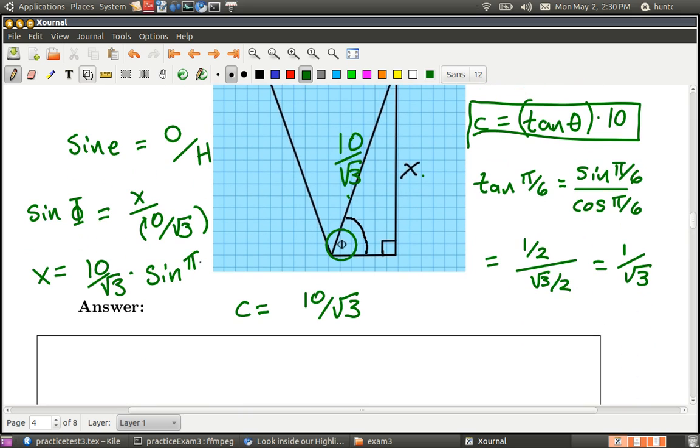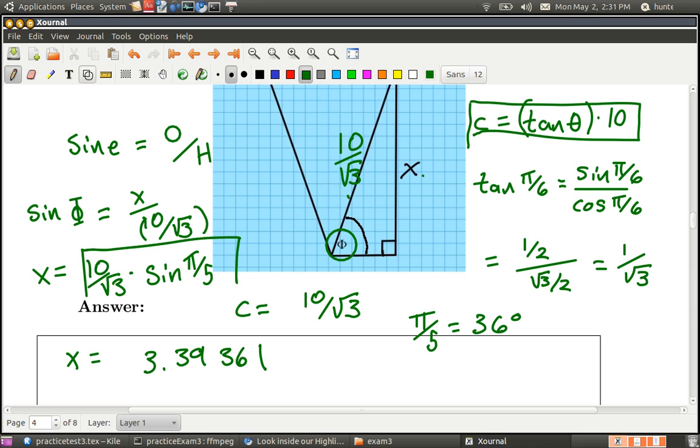That's something you have to put into a calculator. You should be able to convert it to degrees if you need to. This turns out to be 36 degrees. And x turns out to be equal to 3.39361. I got that just by plugging this into my calculator. All right, great.